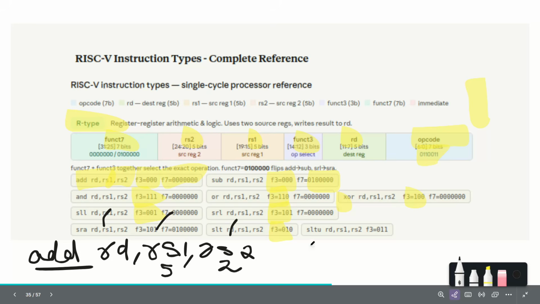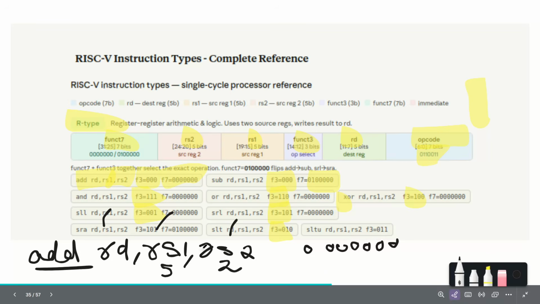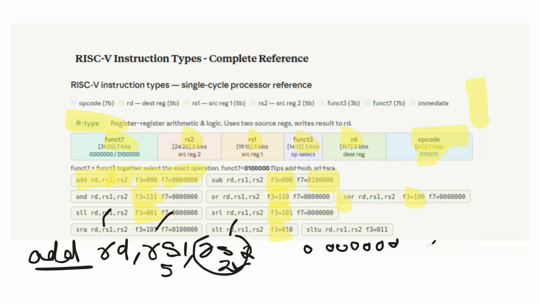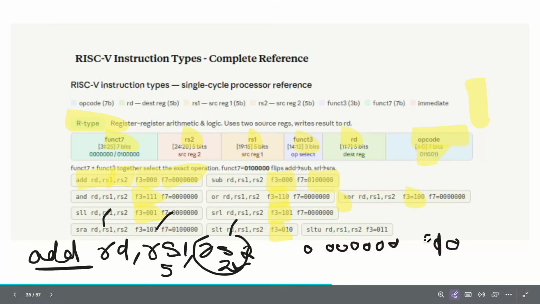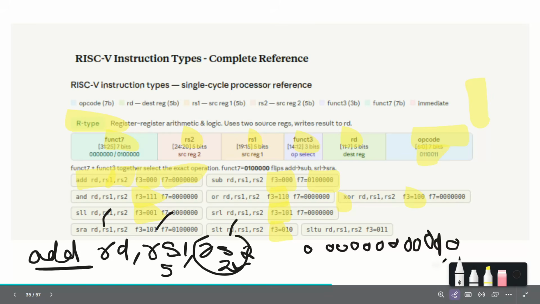For add, the function 7 value is all zeros, so I write 0000000. First 7 bits is that. Then next is RS2. RS2 value is 2. I have to write 2 in 5 bits. So that is going to be 00010. This gives 2 in 5 bits. Next is RS1. Now I have to write 5 in 5 bits: 00101. So this is 5 in 5 bits.